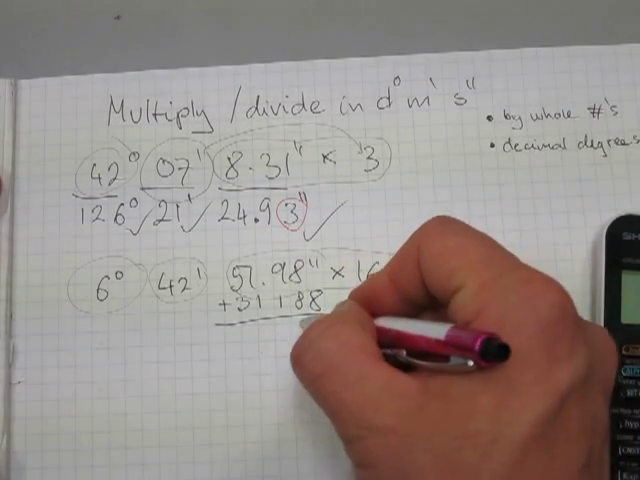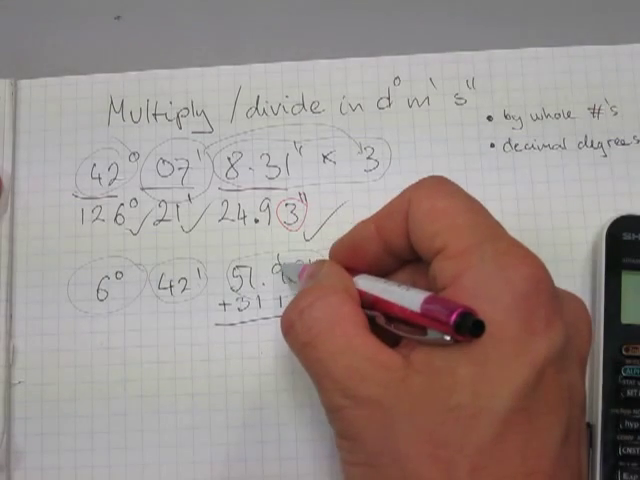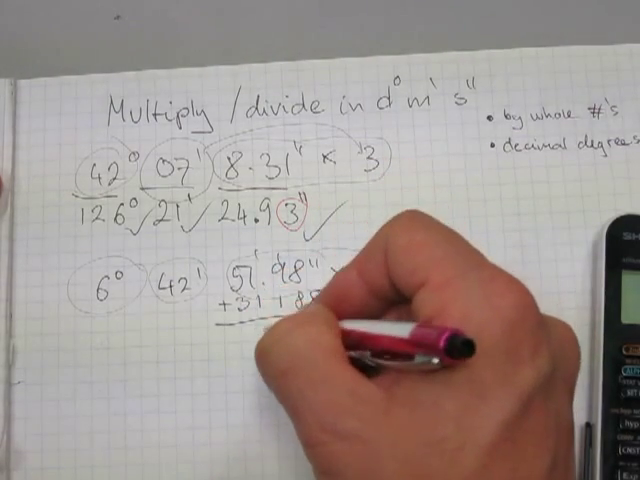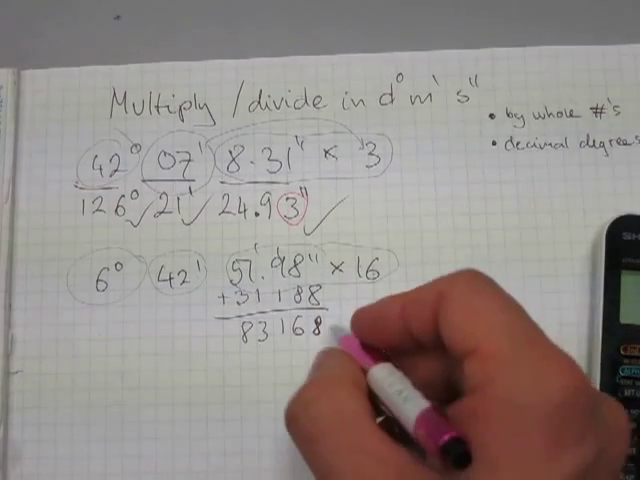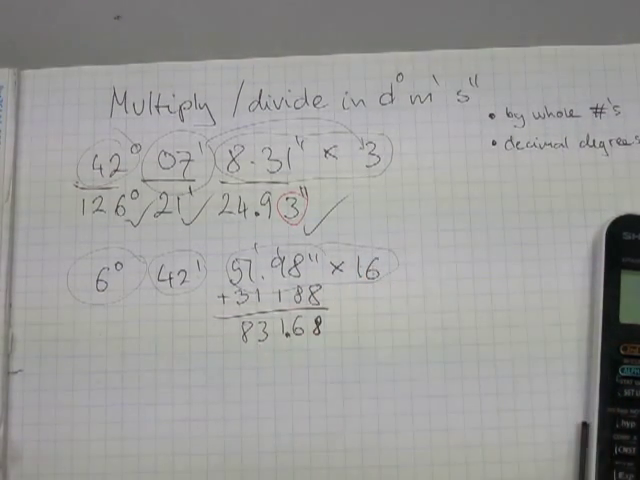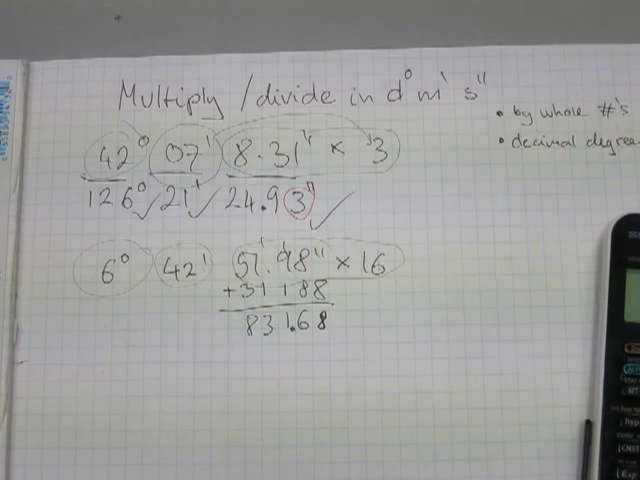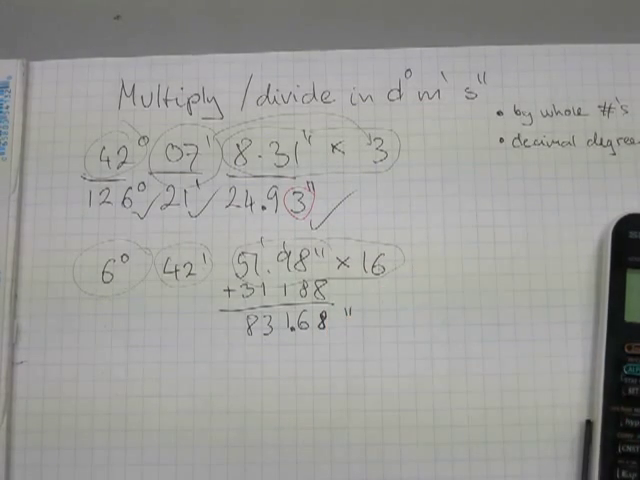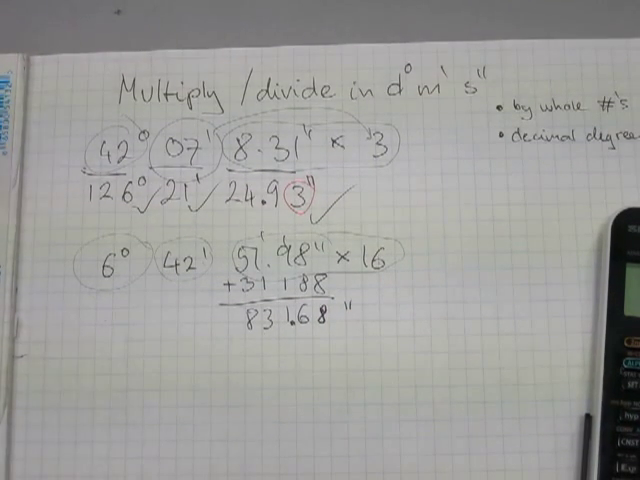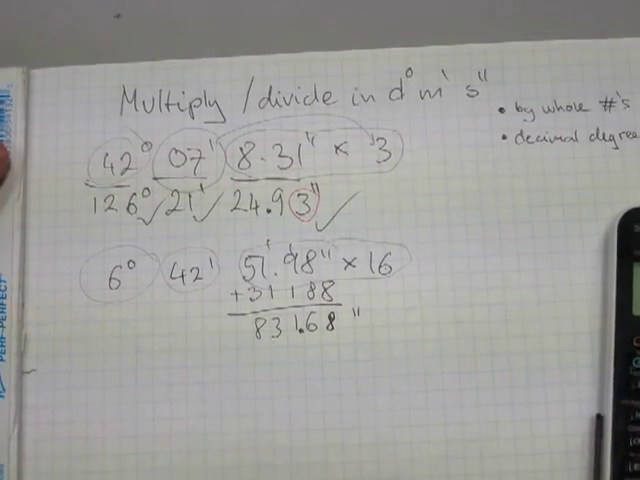8 plus 8 is 16, plus 1 there, 9, 10, that's 11, and 1 more there, that's 3, and that's an 8. The problem has 2 decimals, so the answer will have 2 decimals as well. And we have 831 seconds in the answer, and it's obviously too many. We're gonna have to trade some of it into minutes. I'll show you how it's done.